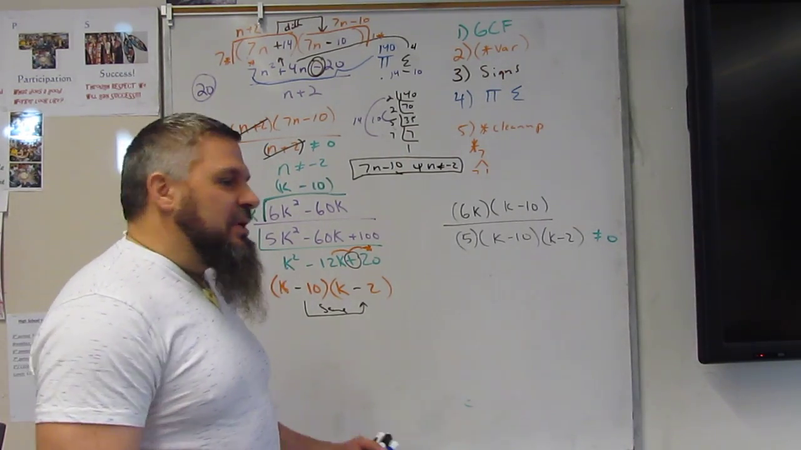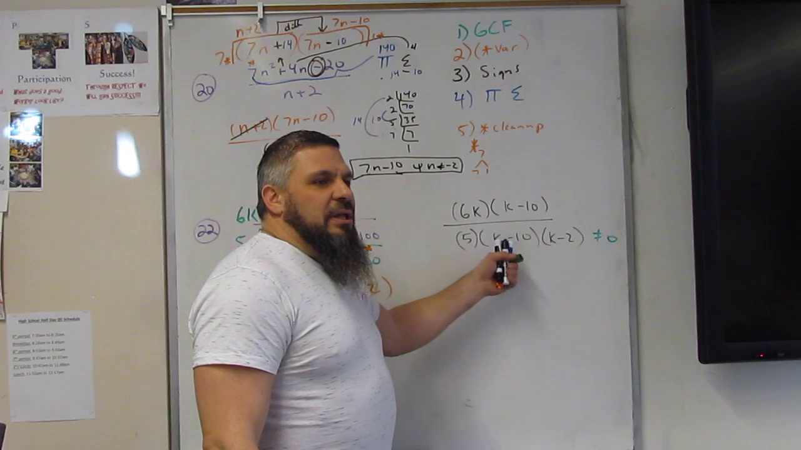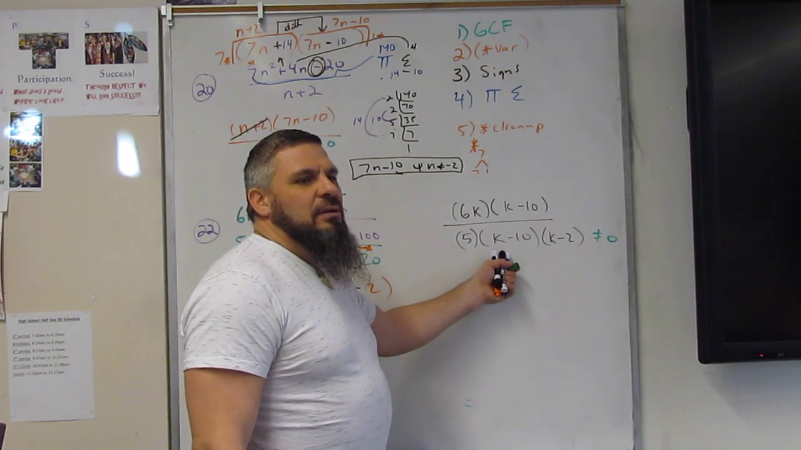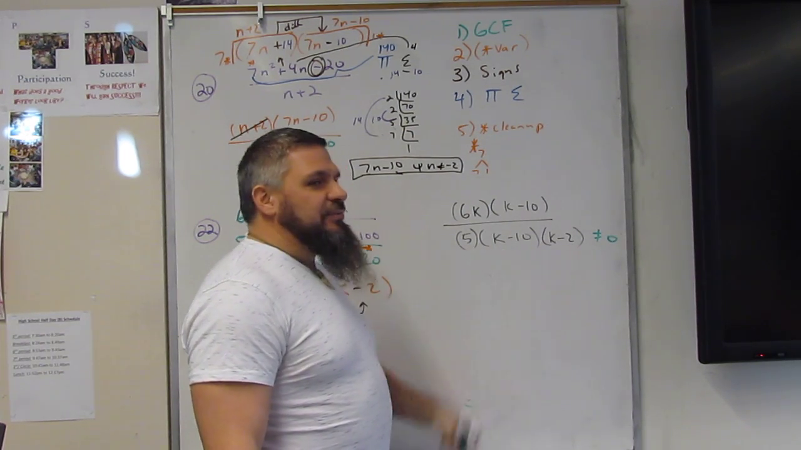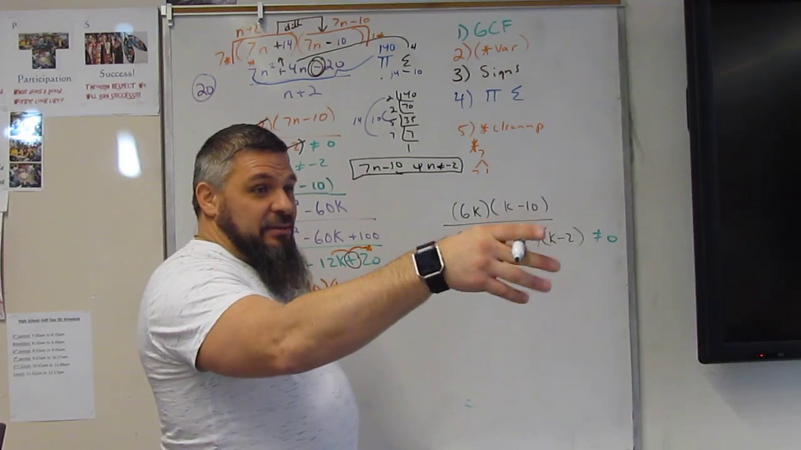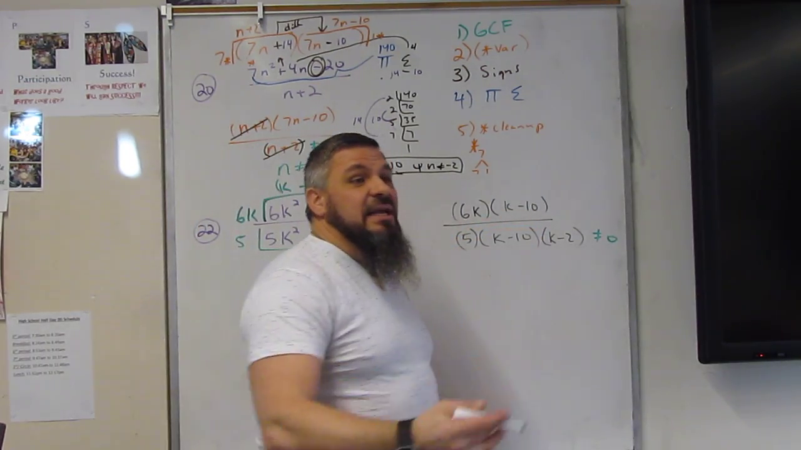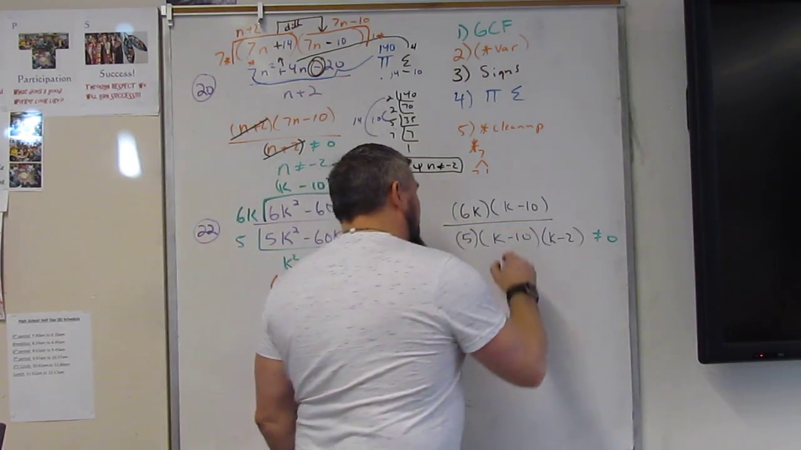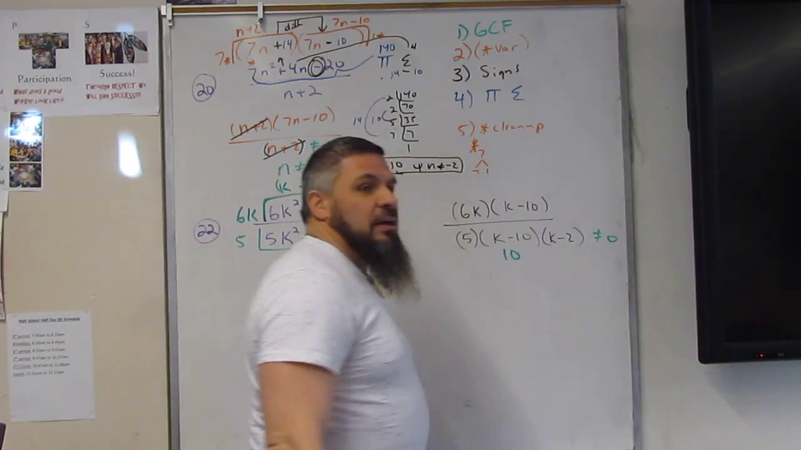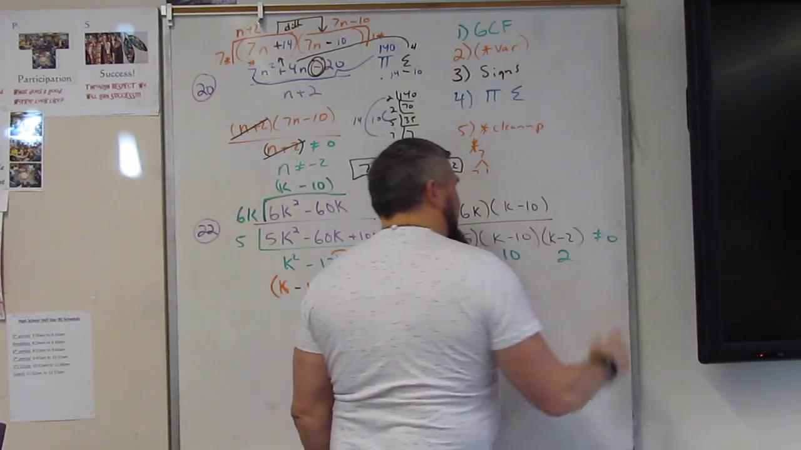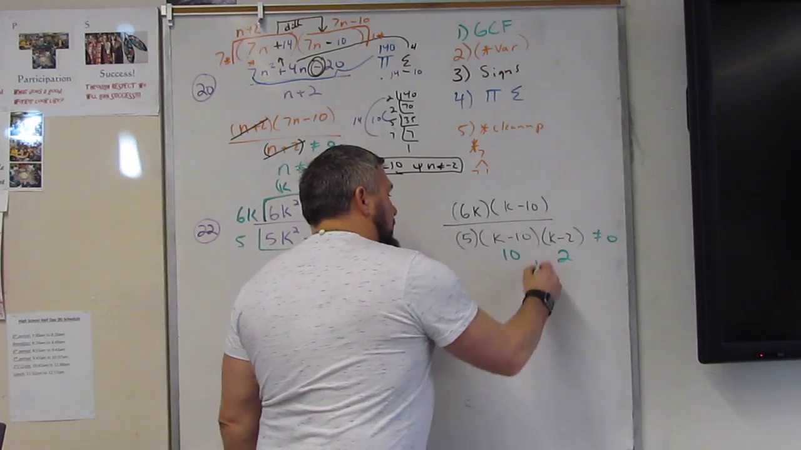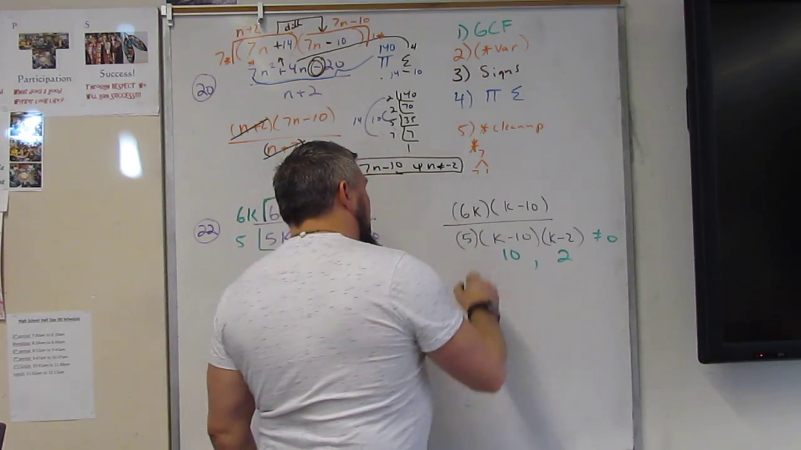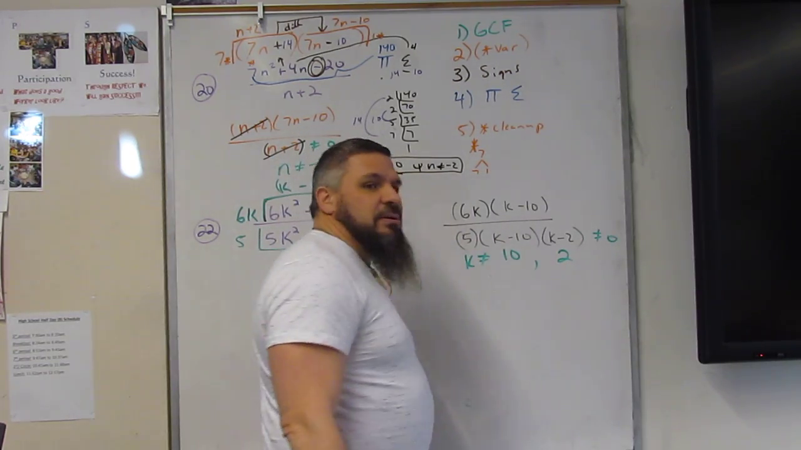But this is so easy. You should just be able to look at it and go, what can k not be? Not negative 10. Positive 10, right? Because 10 minus 10 is 0. So it can't be 10. It can't be positive 2 either. Perfect. That's easy, right? K cannot be 10 and 2.